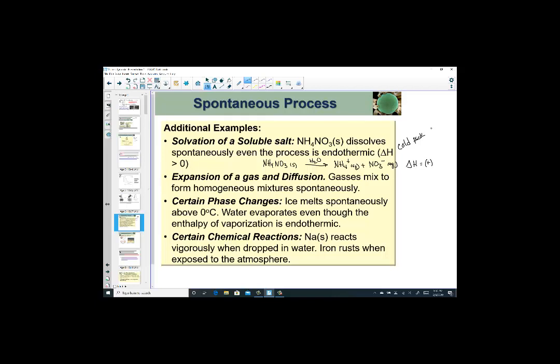Another spontaneous process would include the expansion of a gas. We know that gases naturally diffuse to take the shape of whatever container they're in. They'll mix to form a homogeneous mixture spontaneously. Phase changes, such as ice melting, water evaporating, those are all examples of spontaneous reactions.